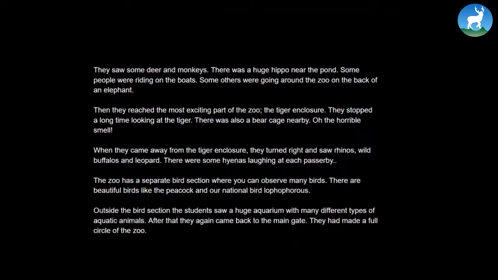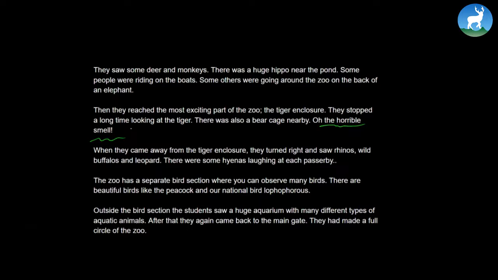They saw some deer and monkeys. There was a huge hippo near the pond. Some people were riding on the boats. Some others were going around the zoo on the back of an elephant. Then they reached the most exciting part of the zoo, the tiger enclosure. They stopped a long time looking at the tiger. There was also a bear cage nearby. Oh, the horrible smell. This means that the bear literally smelled very bad.